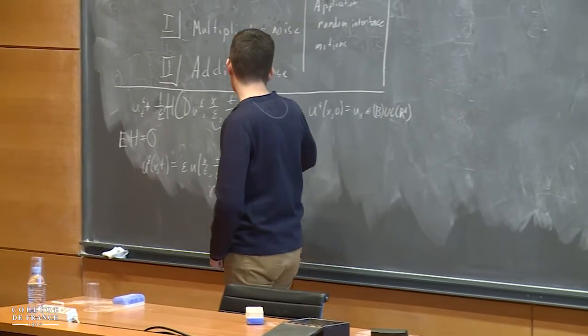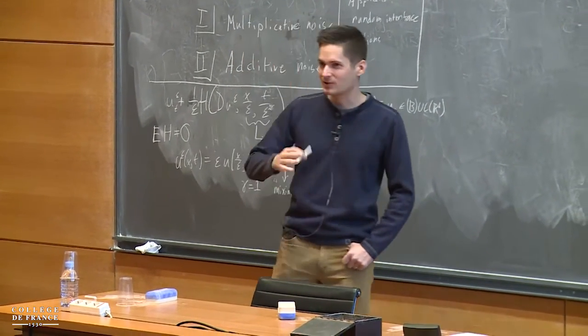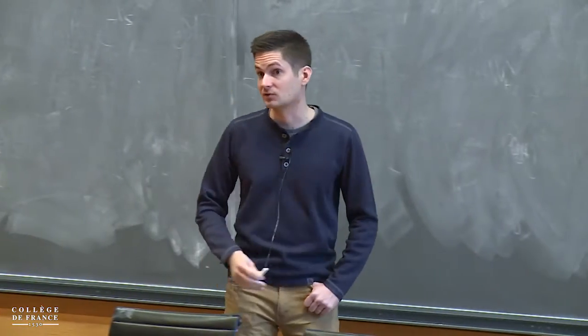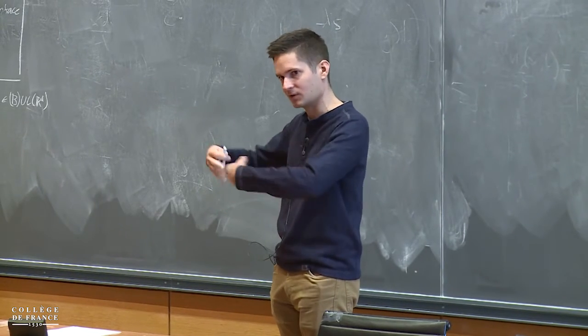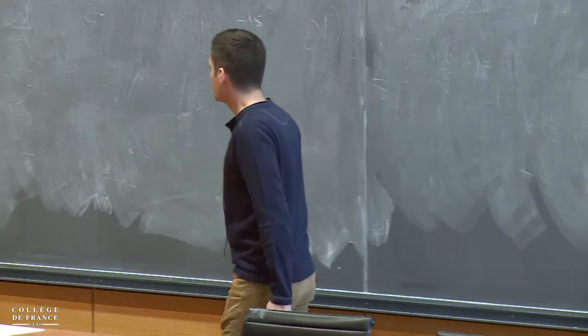In particular, I will sort of need the temporal oscillations to be mild in some sense with respect to the spatial oscillations, which will translate to having gamma being a smaller parameter, so having an upper bound for gamma. But I'll come to all of this later.